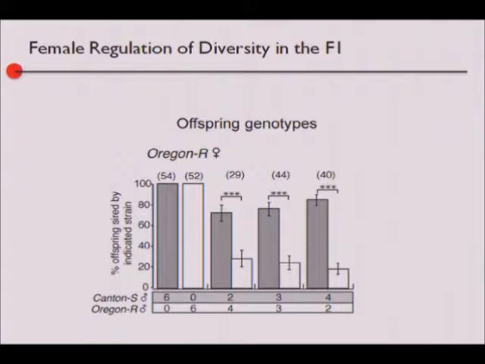When they mate with Oregon R males, they're going to put out males that are Oregon R in white. But what was remarkable here was that no matter what the mix of males was, if both types of males were available, the females would somehow put out a ratio of 3 hybrids to 1 Oregon R offspring, 75-25.